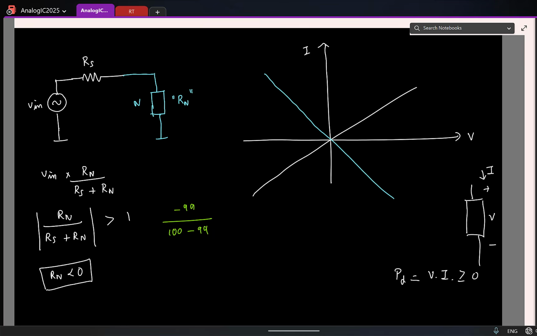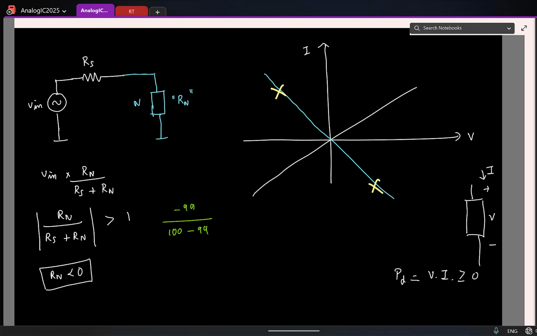See, I'm saying in practice all devices are passive, which means V times I is always greater than 0. If that is the case, the IV characteristics should lie in which quadrants? First and third quadrant. So which means, can I make something which has a characteristic lying in second and fourth? That's fundamentally preventing me from making it.